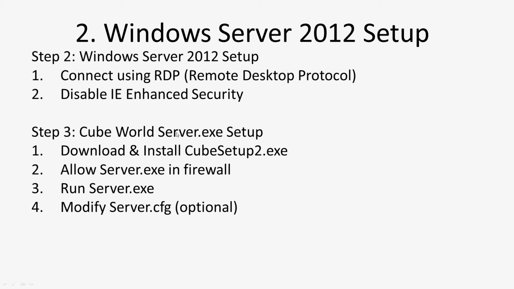Allow your server.exe file in your firewall, which will download after you've installed it and logged in. Then we want to run our server.exe, and the server will be running at that point, but you can't connect to it yet. And if you want, you can modify server.cfg.